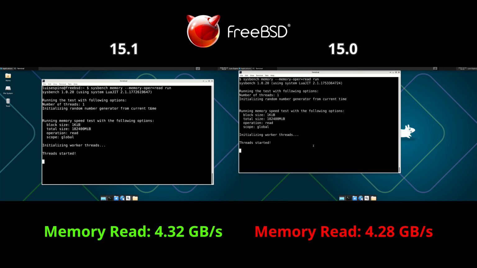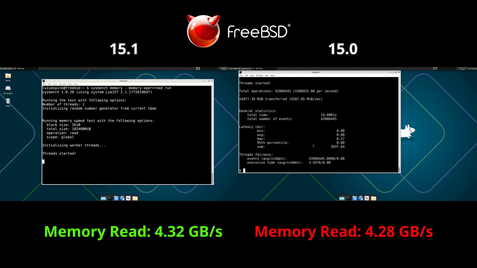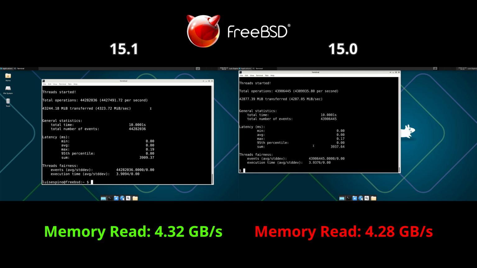The test yielded interesting results. Version 15.1 had a higher read speed than version 15 by 100 megabytes per second.